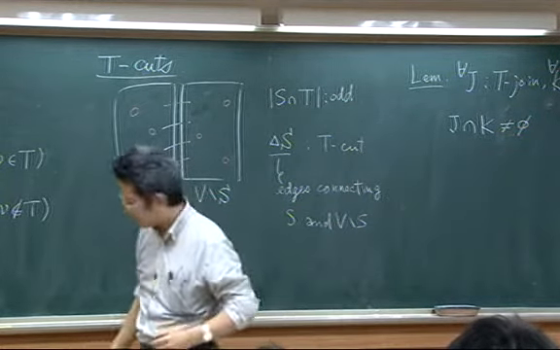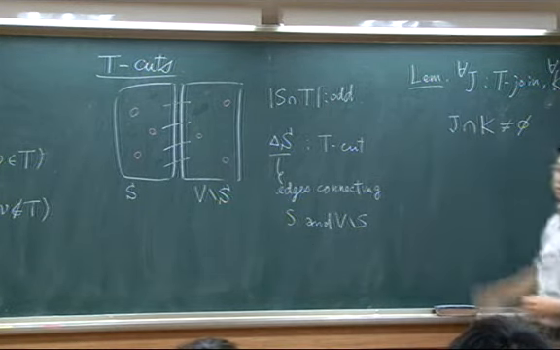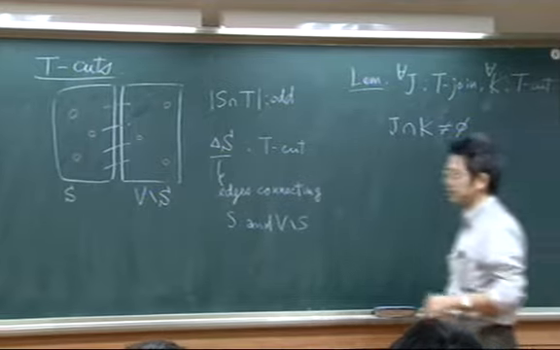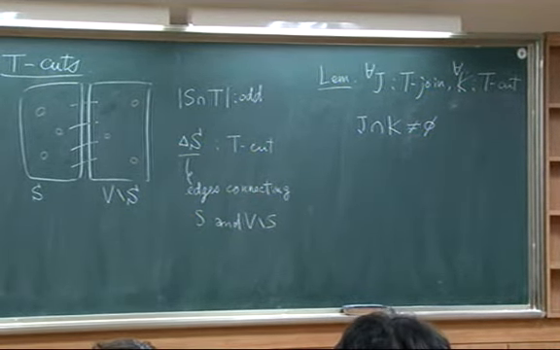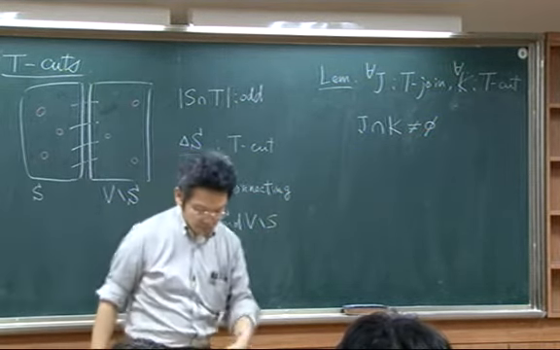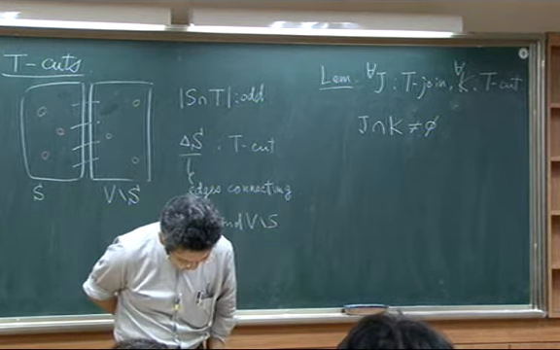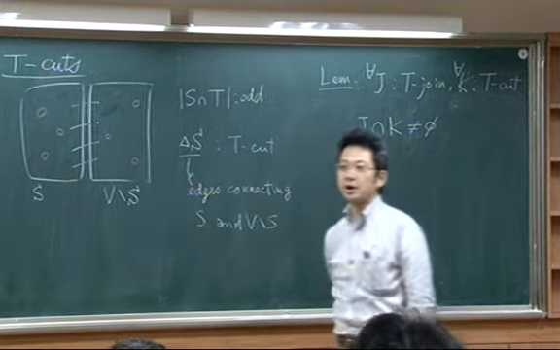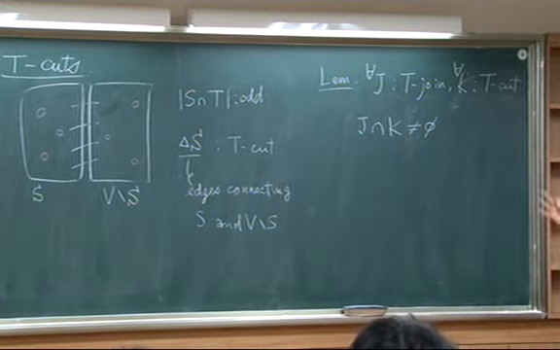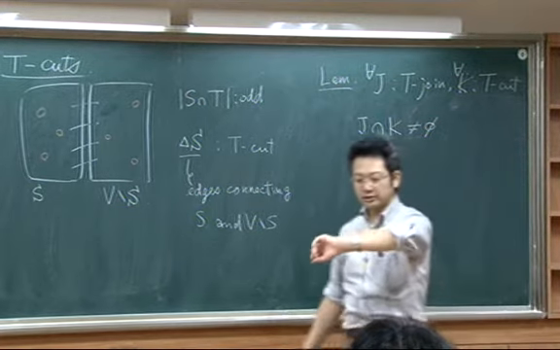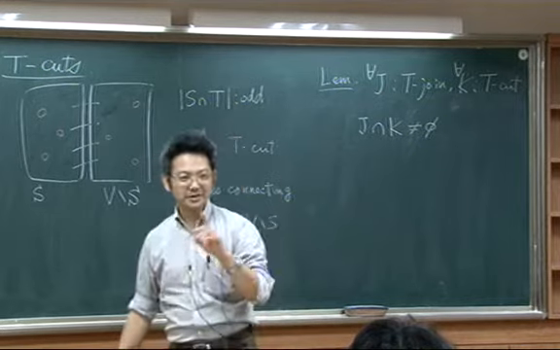Okay. Now, the concept of T-join was introduced in the early 70s by Edmonds and Johnson when they wrote a paper entitled Matchings, Euler Tours, and the Chinese Postman Problem. So the concept is quite related to the Chinese Postman Problem. Let me explain what it is.